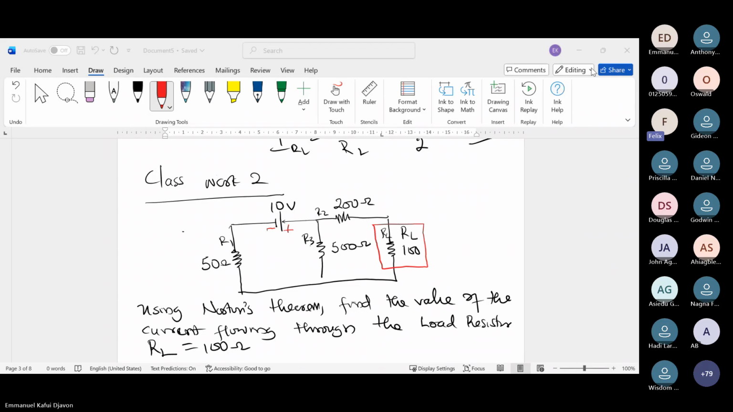After all, what did you get? You get 192.86. You said the total answer is 192.86. Yes, correct. That's it. Then we continue from there. You have your current and you have your voltage. So now you are calculating for current. Current is voltage over resistance, which will be 10 over 192.86.